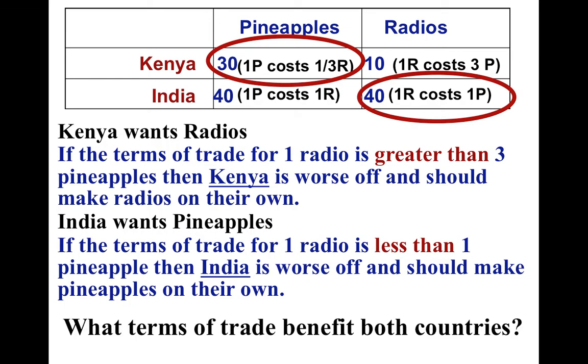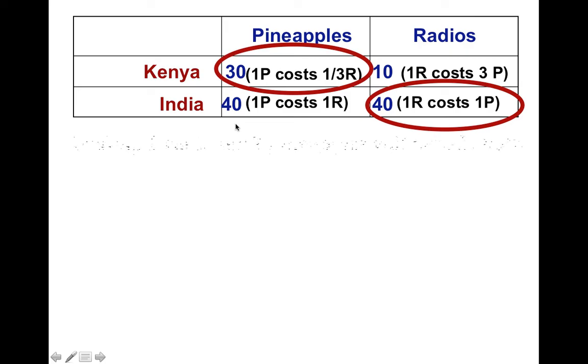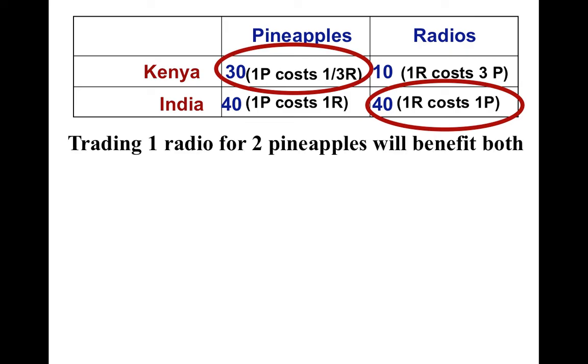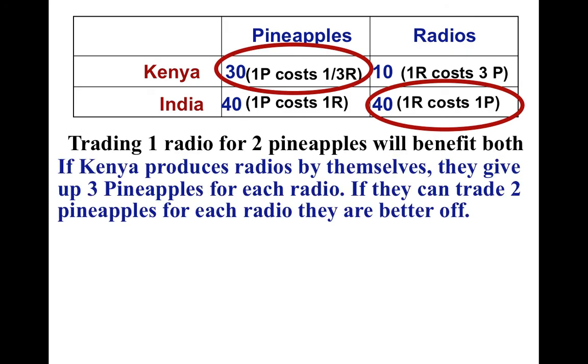So when we're looking at this number, we would want 2. Ideally, we want a number between this one and this one. If we traded 1 radio for 2 pineapples, India benefits, and Kenya would benefit. They would save a pineapple, and they get an extra pineapple. All right, let's take a look at this one. One radio for 2 pineapples benefits them both.